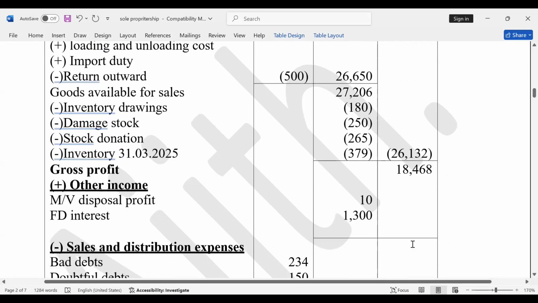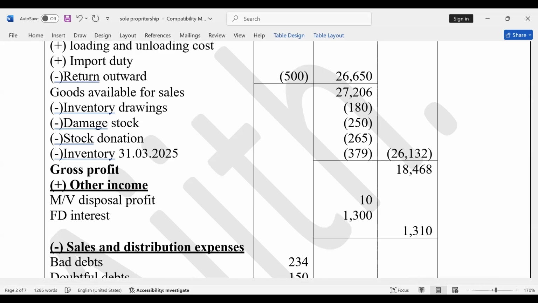Plus other income. Think other income here total amount equal 1,310. Therefore, here 19,778.